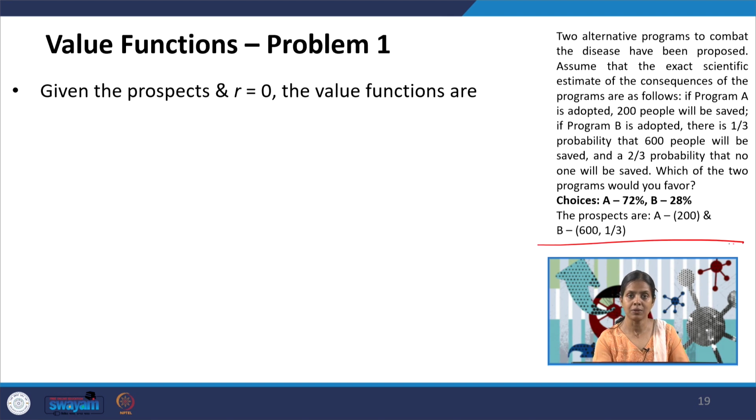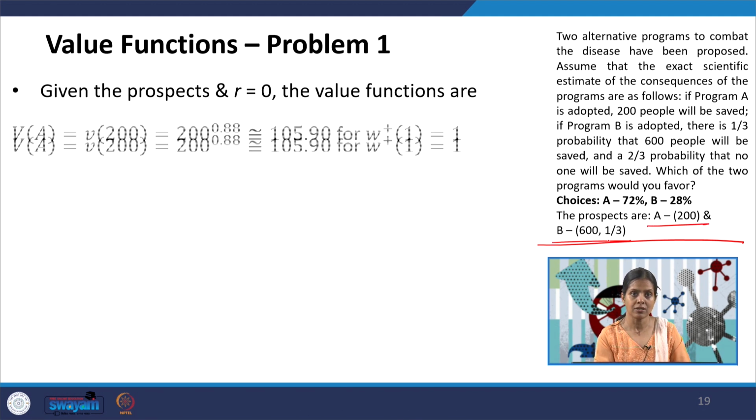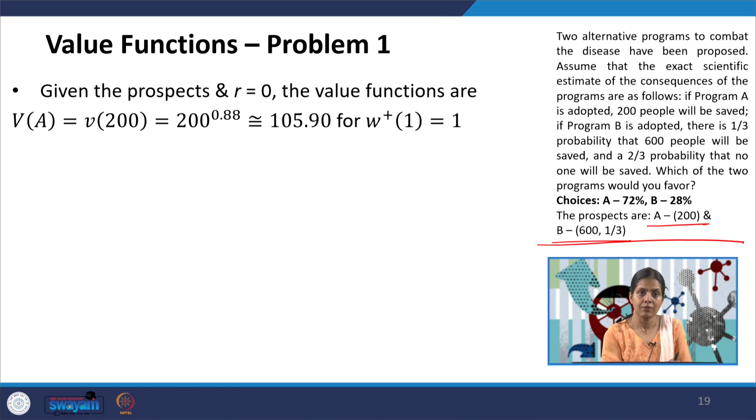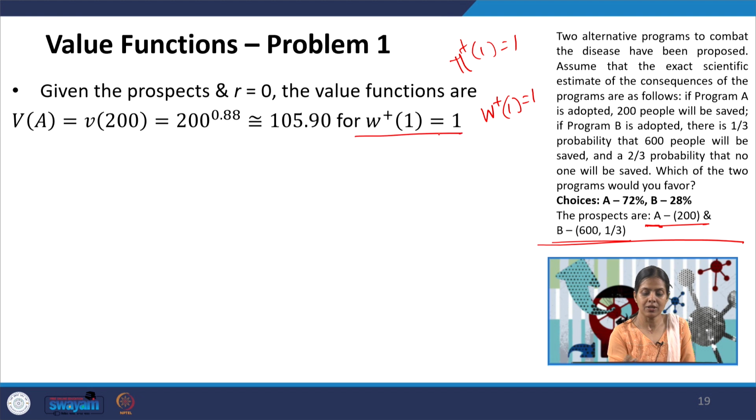I have mentioned problem 1 here just for ready reference. Given the prospects are repeated here, the value functions are, first of all, the value function for prospect A. Since pi or w plus 1 is equal to 1, I do not need to multiply anything here. I have V 200, which is 200 raised to the power 0.88, because alpha takes a value of 0.88, and it gives us an approximate value of 105.90.